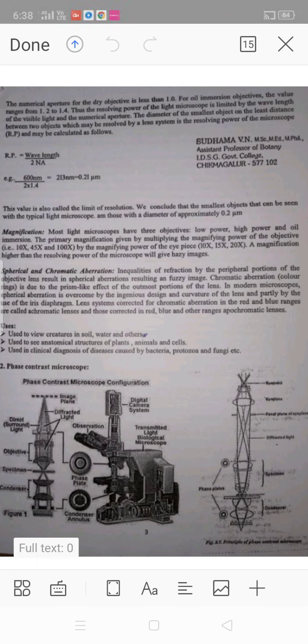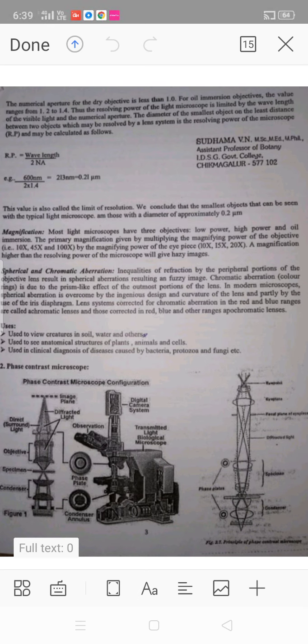Thus, the resolving power of light microscope is limited by the wavelength of the visible light and the numerical aperture. The diameter of the smallest object or the least distance between two objects which may be resolved by a lens system is the resolving power of the microscope and may be calculated as follows. For example, with wavelength 600 nanometer, resolving power is 0.61 times wavelength divided by numerical aperture 1.4, that is 0.21 micrometer.